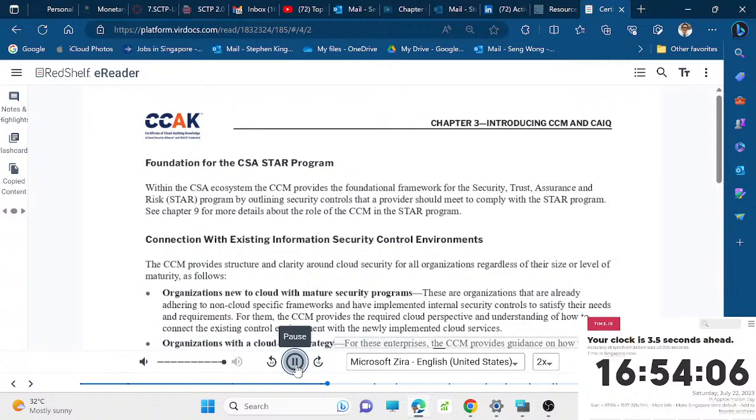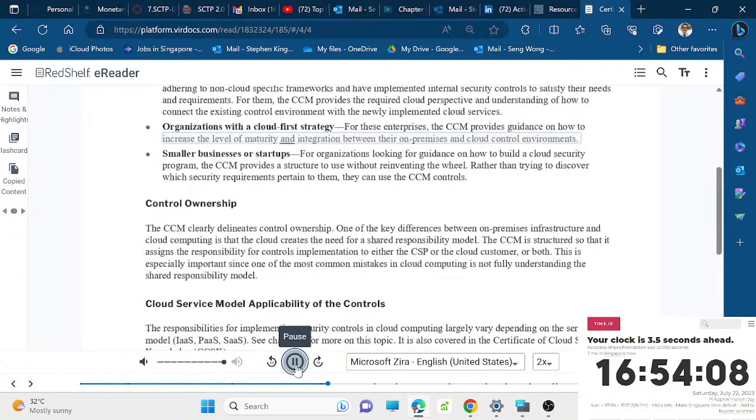Organizations with a cloud-first strategy. For these enterprises, the CCM provides guidance on how to increase the level of maturity and integration between their on-premises and cloud control environments. Smaller businesses or startups. For organizations looking for guidance on how to build a cloud security program, the CCM provides a structure to use without reinventing the wheel. Rather than trying to discover which security requirements pertain to them, they can use the CCM controls. Control ownership. The CCM clearly delineates control ownership.